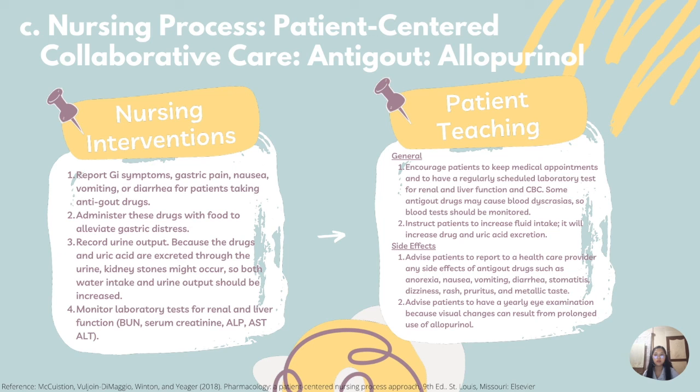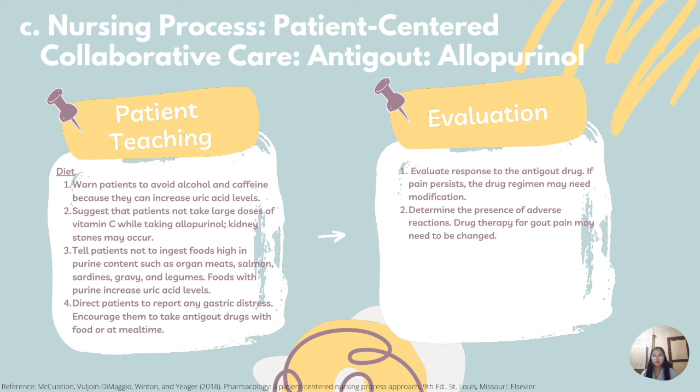As for the side effects, we're going to advise our patient to report to a healthcare provider any side effects of anti-gout drugs such as anorexia, nausea, vomiting, diarrhea, stomatitis, dizziness, rash, pruritus, and metallic taste. We're also going to advise them to have a yearly eye examination because visual changes can result from prolonged use of allopurinol.